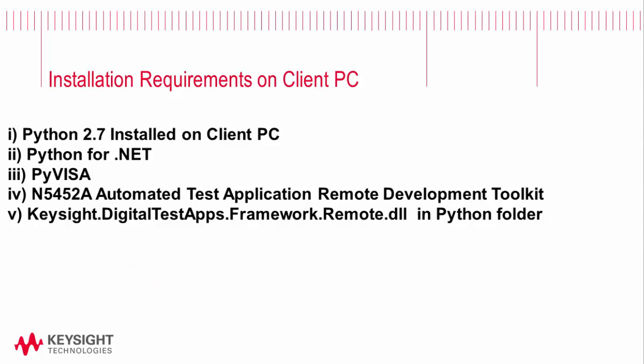The next step is to install Python.net. We use .NET remoting with the compliance app in order to perform the automation. The next step is to make sure PyVisa is installed. Note, it's not strictly required to have PyVisa installed on the client PC, but it's helpful and is a requirement if at some point we want to send SCPI commands to the instrument. The next step is to download and install the N5452A, and finally, we want to make sure a couple of the key DLLs are copied over to a Python folder. So I'll show you how to do all that.